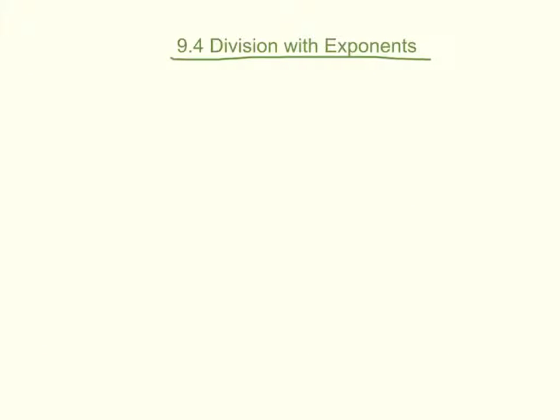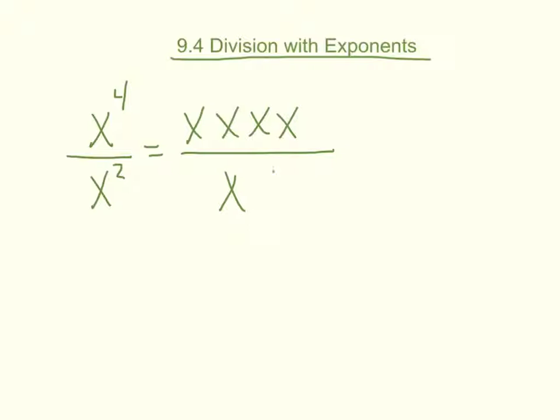Okay, welcome back. And last but not least, we have division with exponents. I'm going to start with a variable. Let's do x to the fourth divided by x to the second. Both of the exponents are positive, so I don't have any negatives to deal with. Let's write this out in expanded notation: x times x times x times x all over x times x.